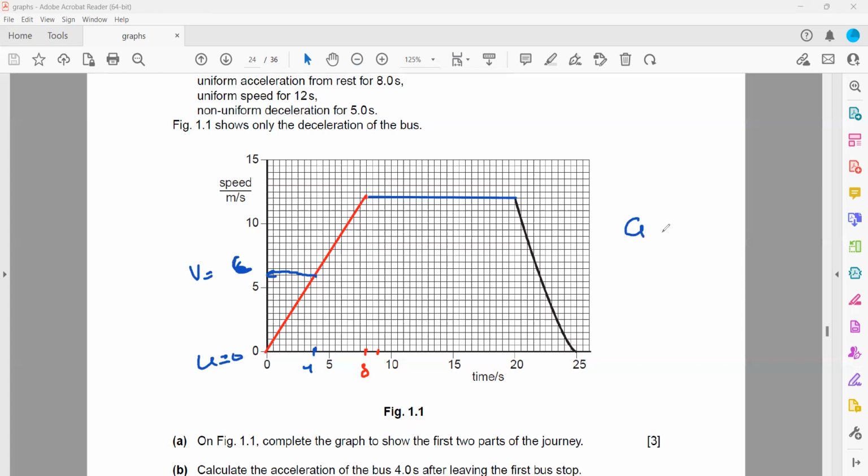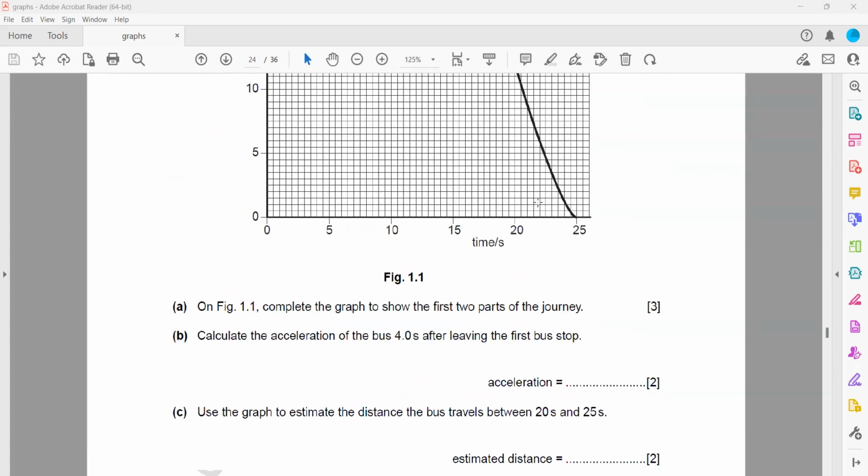So we use a formula. Acceleration is change in velocity divided by time. So 6 minus 0 divided by 4. So acceleration is equal to 6 divided by 4, which is 1.5 meter per second squared. That's the acceleration of the train.